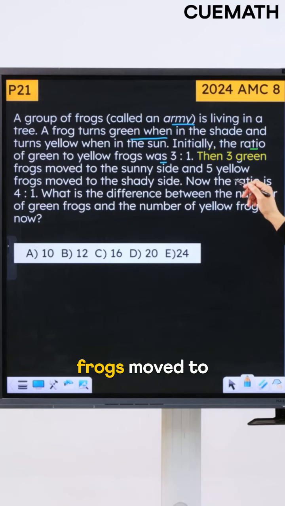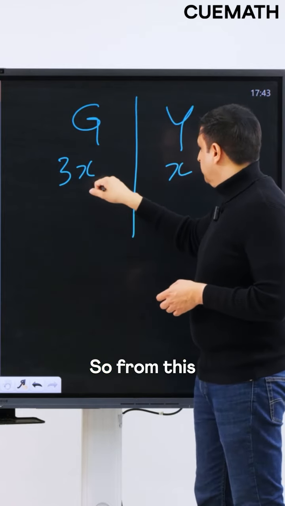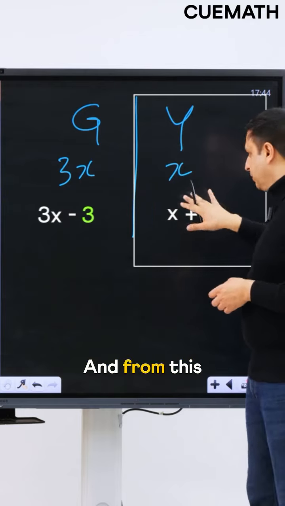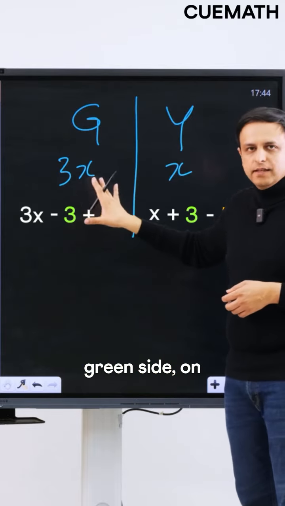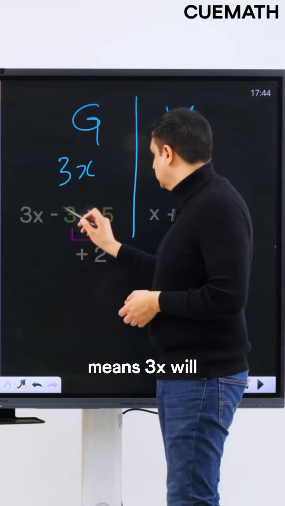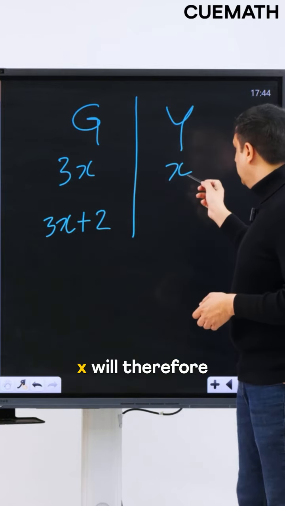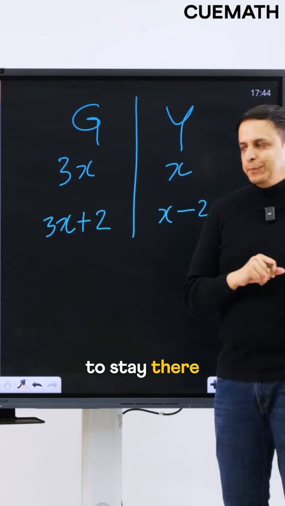Then 3 green frogs moved to the sunny side and 5 yellow frogs moved to the shady side. So from this side, 3 frogs moved over to this side, and from this side, 5 frogs moved over to this side. So on the green side, on the shady side, there is a net increase of 2 frogs, which means 3x will now become 3x plus 2, whereas x will therefore become x minus 2 because we want the total to stay the same.